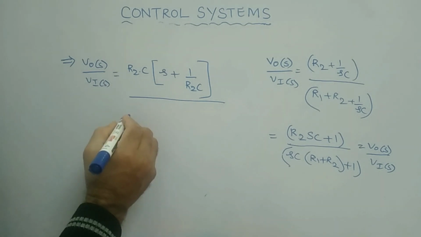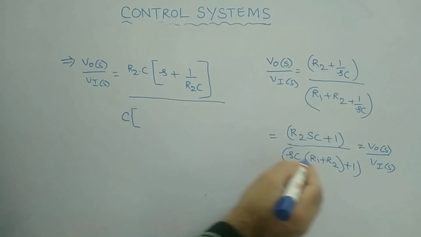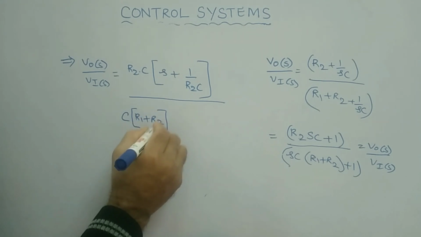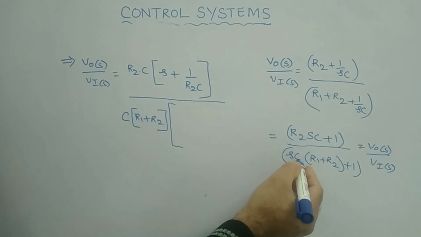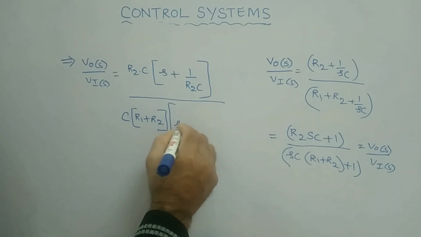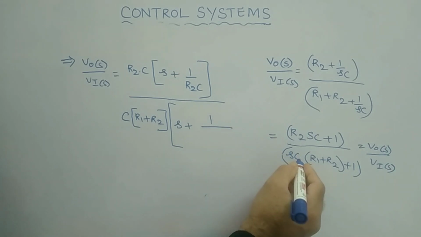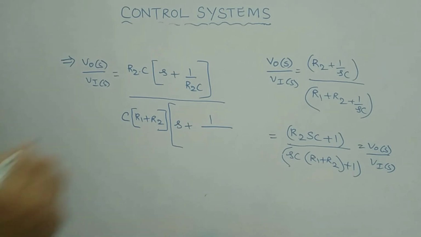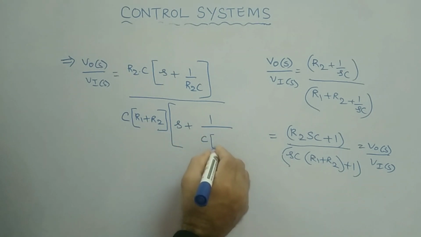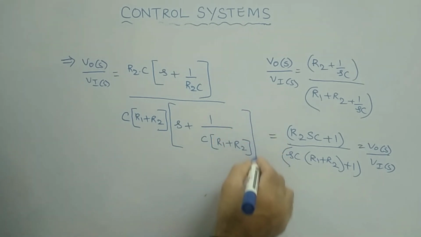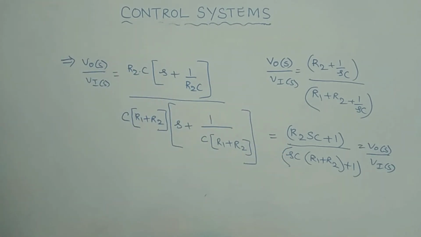C into R1 plus R2, you take as common. In the denominator part, C into R1 plus R2 take as common, then you will get S plus 1 by C into R1 plus R2 will be there. Clear? This is basically the thing.